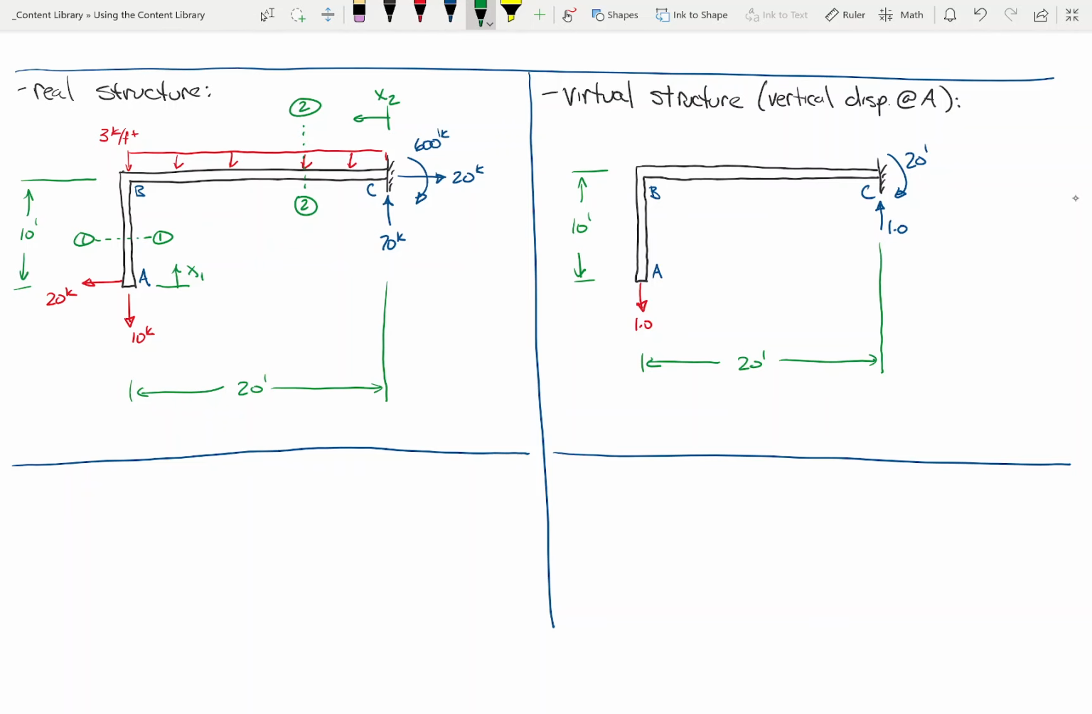Now, would everybody agree, for member AB, we only need one moment function, and for member BC, we only need one moment function? So we're going to do the same thing over here. Whatever you do for the real structure, you need to do for the virtual structure. So we'll cut the section like that, and then cut a section like that. Okay.